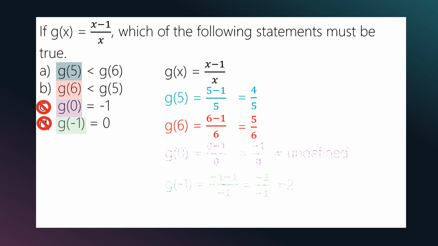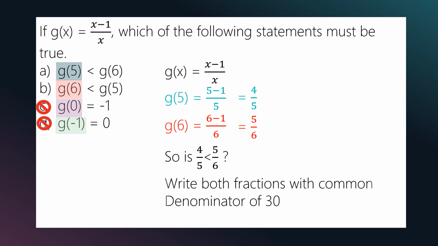So here's what I'm looking at now. Just g of 5 and g of 6. So if answer choice A is true, then g of 5, which is 4 over 5, has to be less than g of 6, which is 5 over 6. So is it? Well, how do we compare fractions? The easiest way to compare fractions is to write both of them with the same denominator. In this case, both of these can be multiplied to equal a 30.